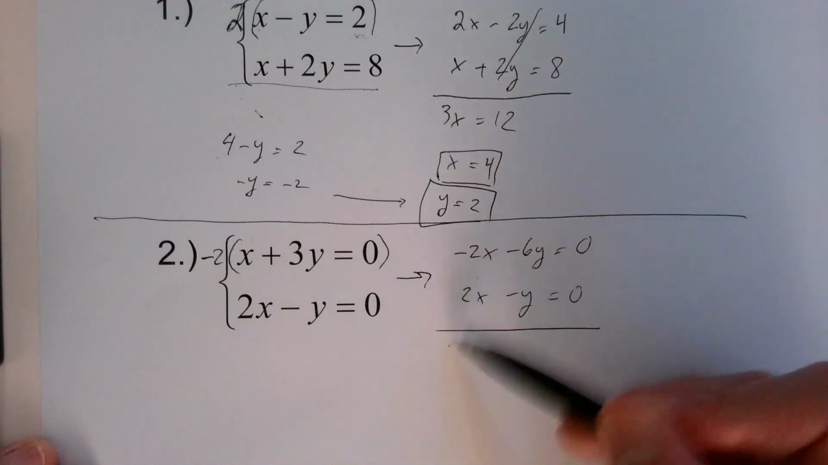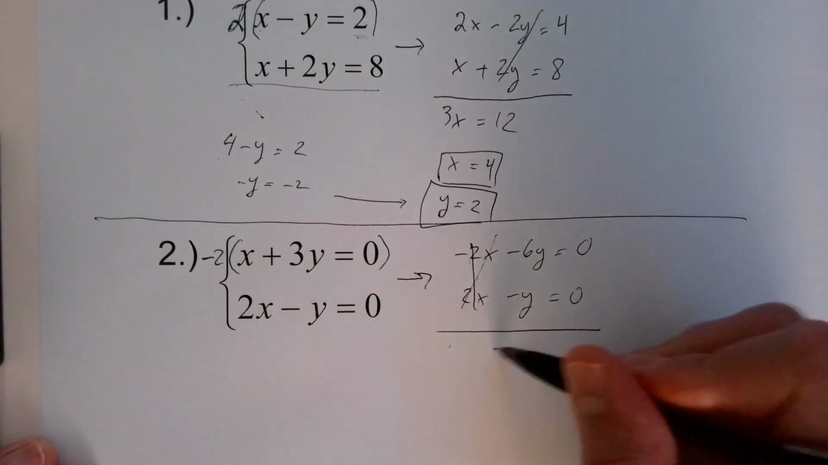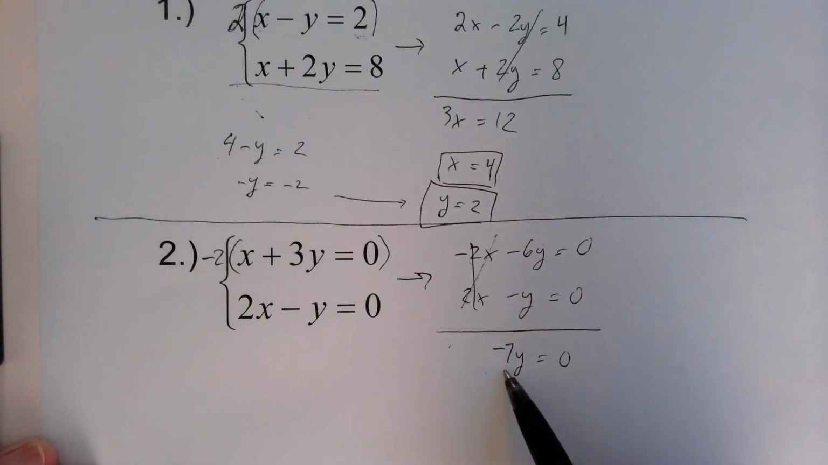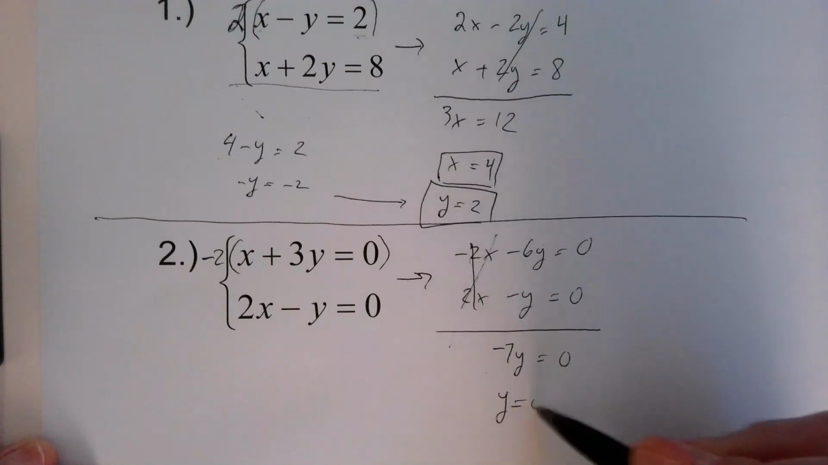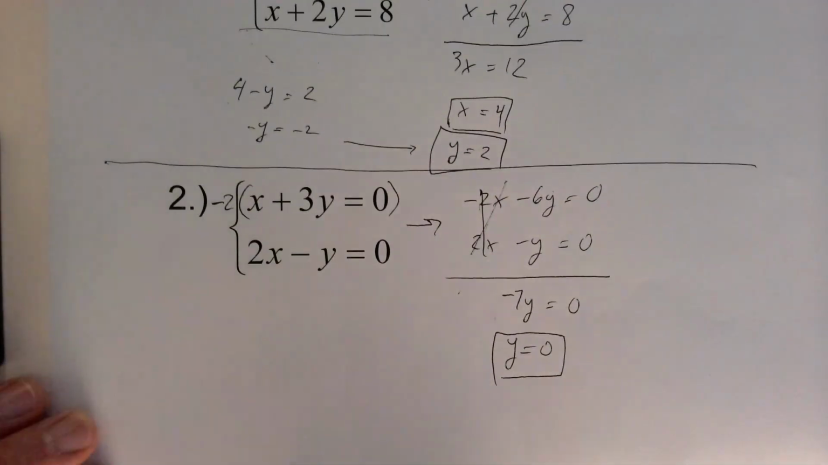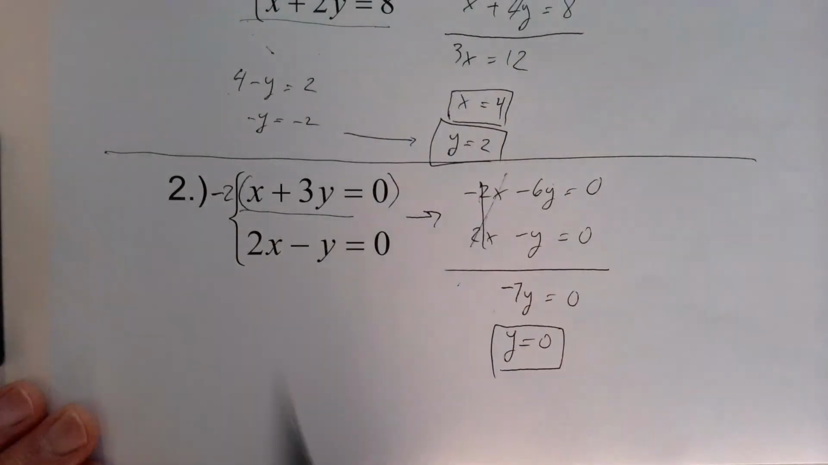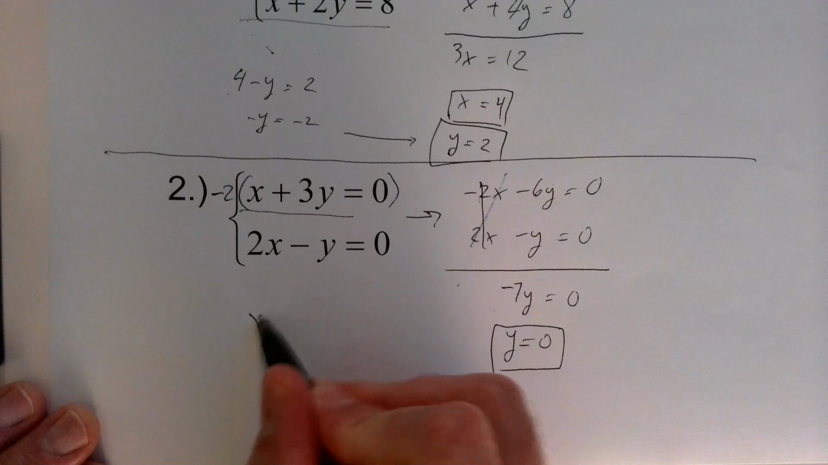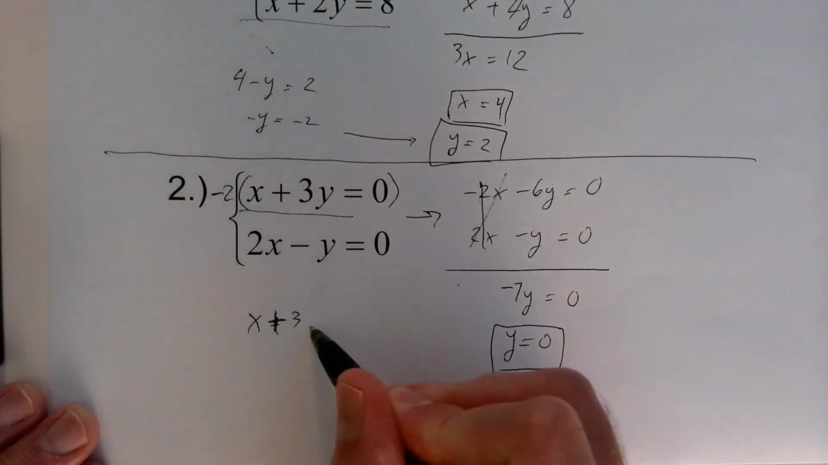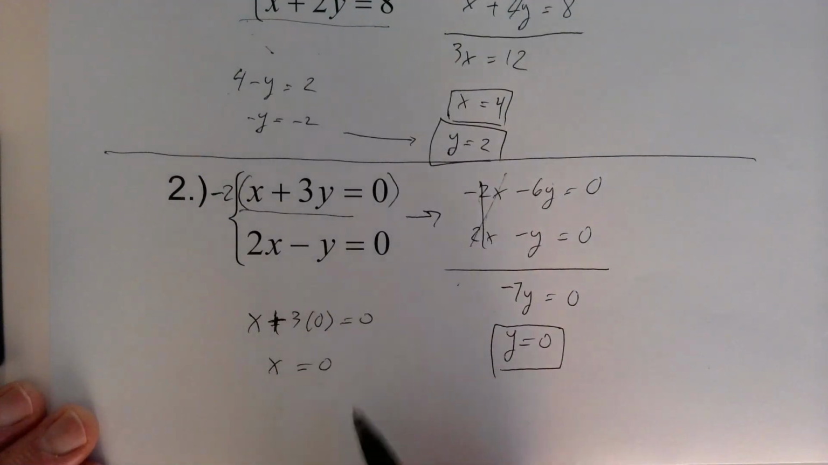Now when I add together, bye x, you are gone. And I get minus 7y equals 0. Oh no, well if I divide by minus 7, I get y equals 0. And if I go back and plug that in any which way I want to, I'm going to plug it into the top one because x is pretty easy to get by itself there. Whoops, x plus 3 times 0 equals 0. Well, that means x equals 0 also.